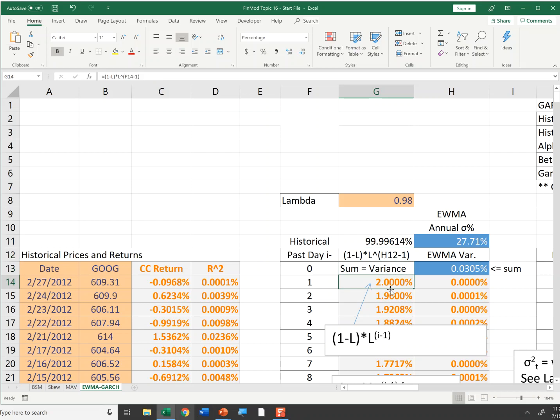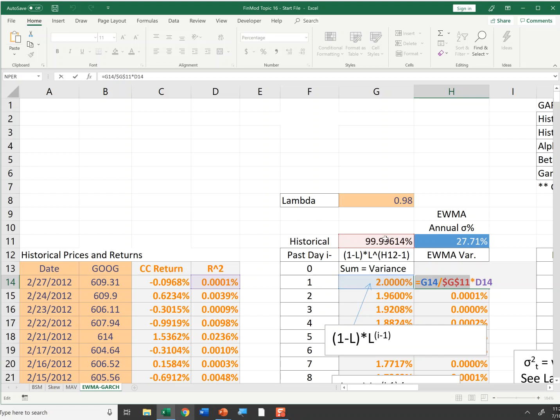So the actual weight I'm going to use is not going to be this. I'm going to take that weight, which is that 2%, and divide it by 99.99, the sum of all of these weights, and I get something a little bit bigger. It's going to increase it. I'm then going to take that 2% over the 99% and multiply times the squared return.